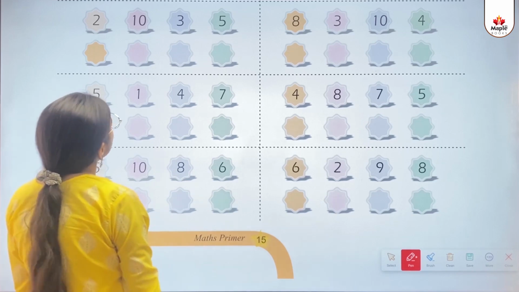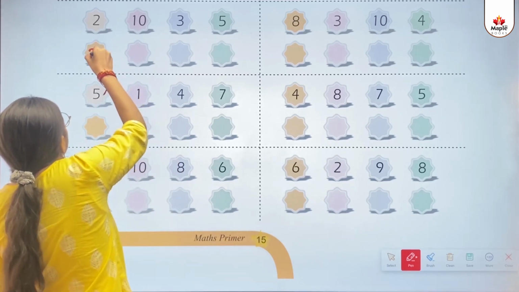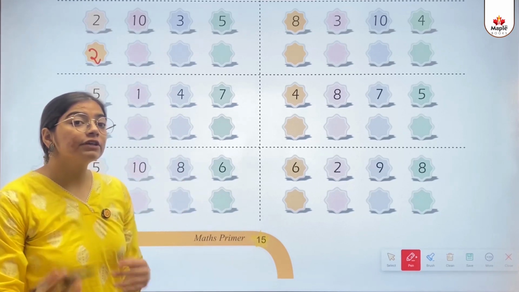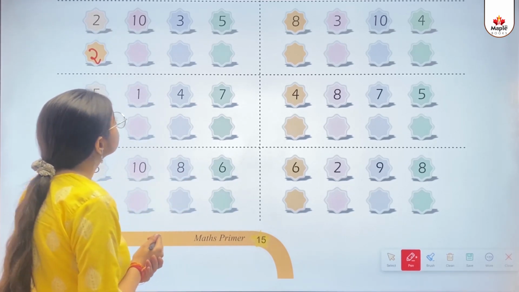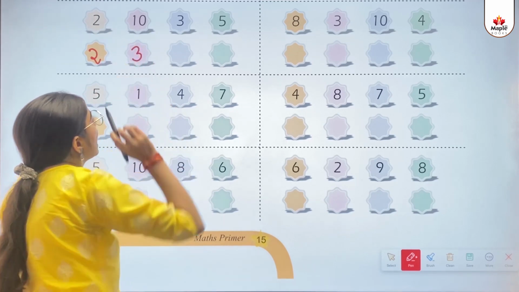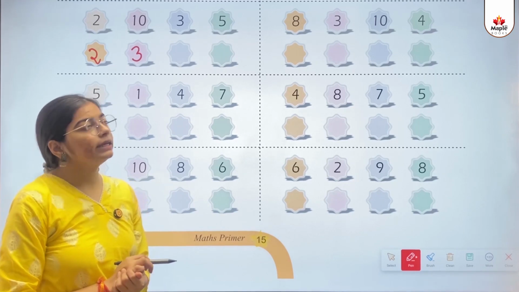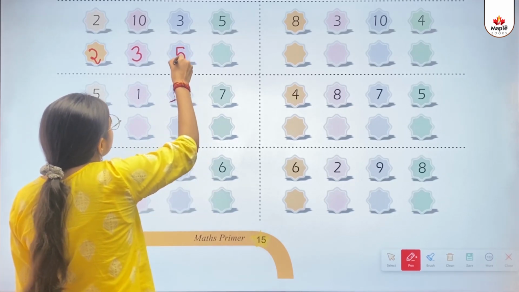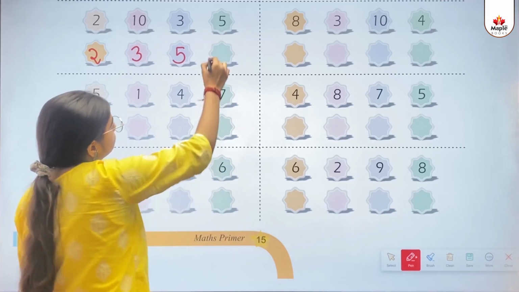Which one is the smallest one? 2 is the smallest one. So, we will write here 2. Afterwards 2, which one is the greater one? 3. After 3, which one is the greater one? 5. Then at last 10.